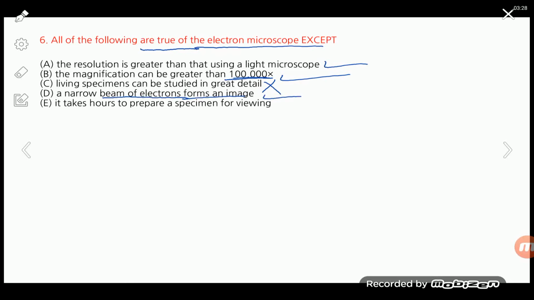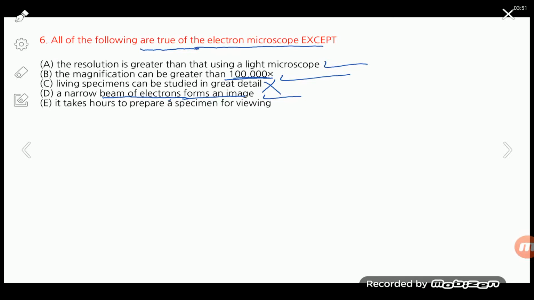Yes, this is true. For the electron microscope, we depend on a beam of electrons, while in the light microscope, we depend on a light source. So the beam of electrons is the source of energy or light that we are using.